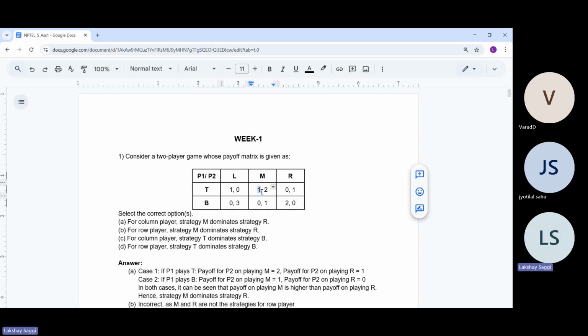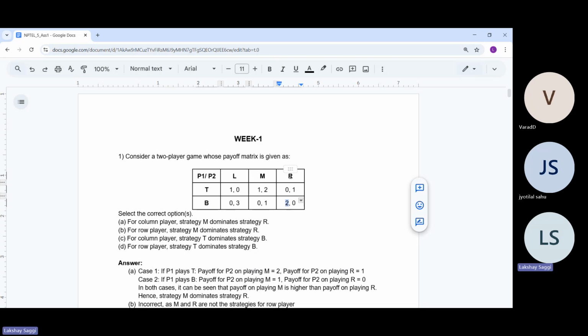So again, one is greater than zero. So again, we can say that in this case also T is a better choice than B. But if the column player has played the strategy R, then what happens? Then if the row player plays T, he gets a payoff of zero. But on playing B, he gets a payoff of two. So in this case, B is a better strategy than T if the column player has played R.